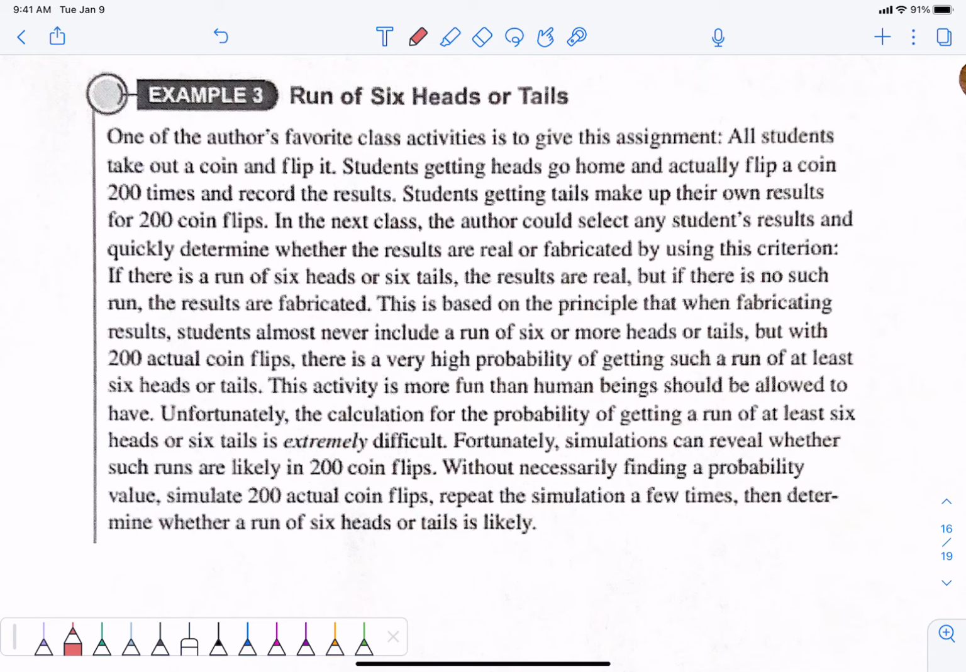This is interesting. It's a lot of stuff to read, okay? But I'm going to skip over some stuff, okay? One of the author's favorite class activities is to give this assignment. Are you ready for this? All students take out a coin and flip it. Students getting heads go home and actually flip a coin 200 times, and students getting tails make up their results.